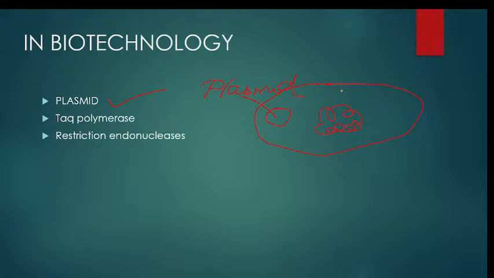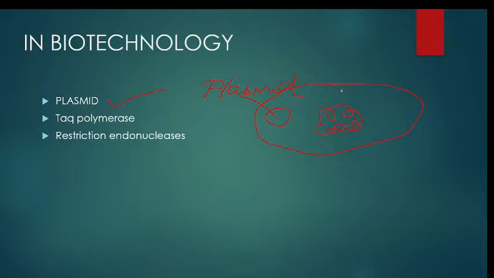Then this Taq polymerase. This Taq polymerase is an enzyme which is used in PCR, or polymerase chain reaction. And the importance of this Taq polymerase is that it can withstand very high temperature.